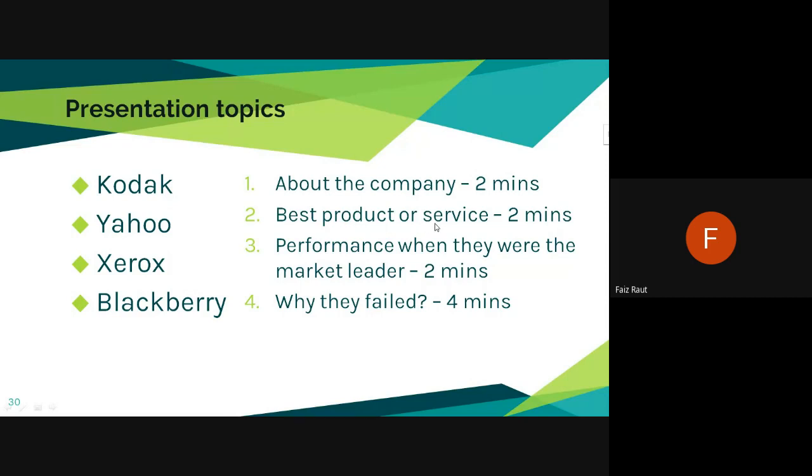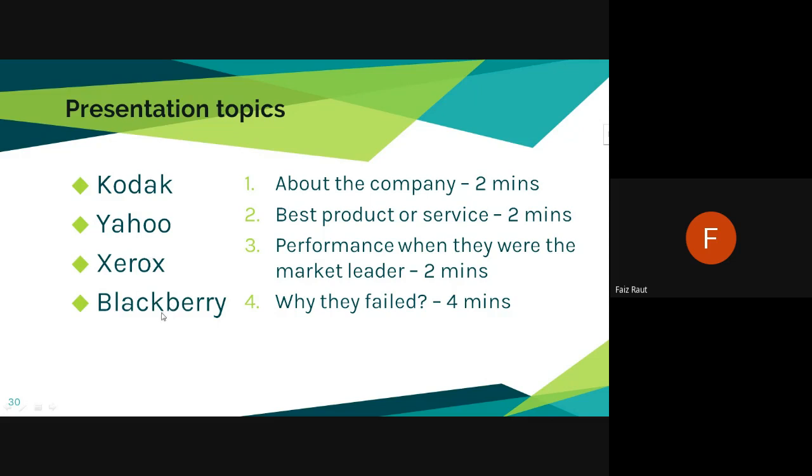So what was their best product or best service in the market, and how had they captured the market? कितना market share था उनके पास. If you get it, it's fine. ठीक है, the best product or best service they offered, because of that they were very famous. And then talk about performance when they were the market leader: their market share, profits, or whatever information you get. And the most important thing you need to talk about is why they failed. फेल हो गए, ये सब कंपनीज बंद हो गए.